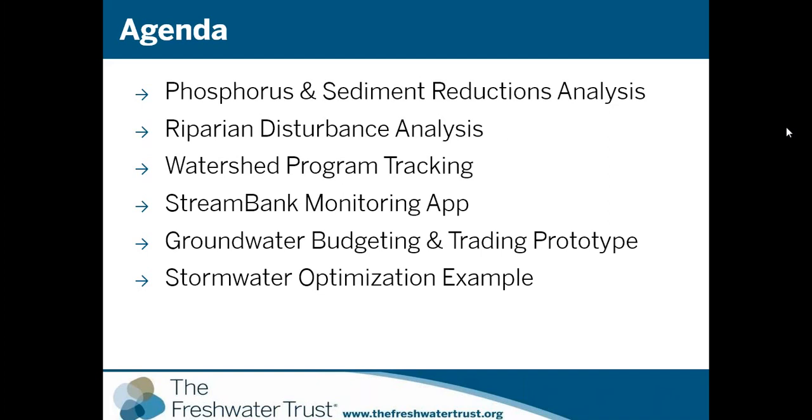Then we'll move into a recent grant-funded prototyping effort that we undertook that is a groundwater budgeting and trading prototype, this time down in the Salinas Basin, down in California.